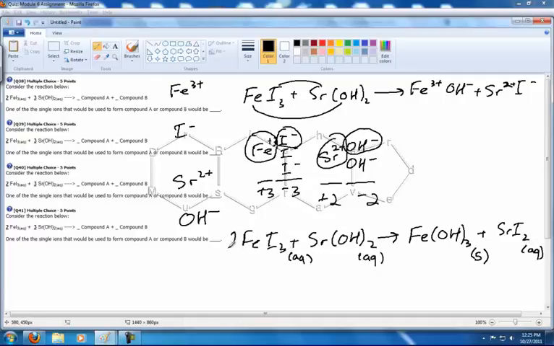That means I'll put a 2 in front of here and a 3 in front of here. So that will fix up my iodines. But now I need to fix up the others. The iron now has 2, so I'll put a 2 in front of that, and the Sr needs a 3. Let's see if that works out for the OHs. I've got 6 OHs and I've got 6 OHs, so everything works out. So that's how we would get the entire reaction as well as compounds A and B.